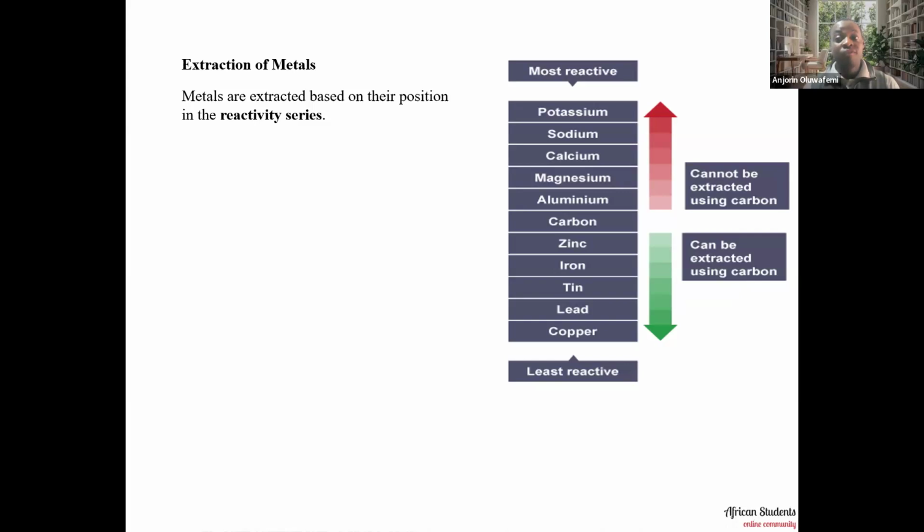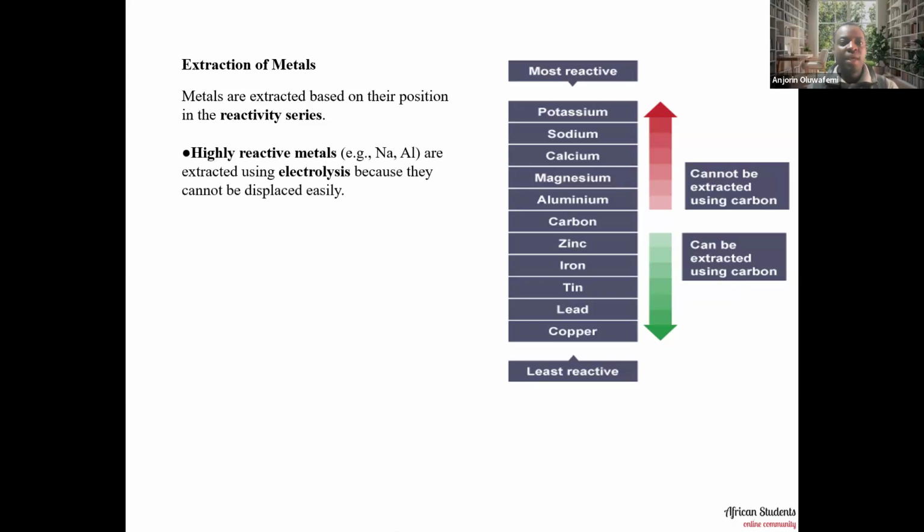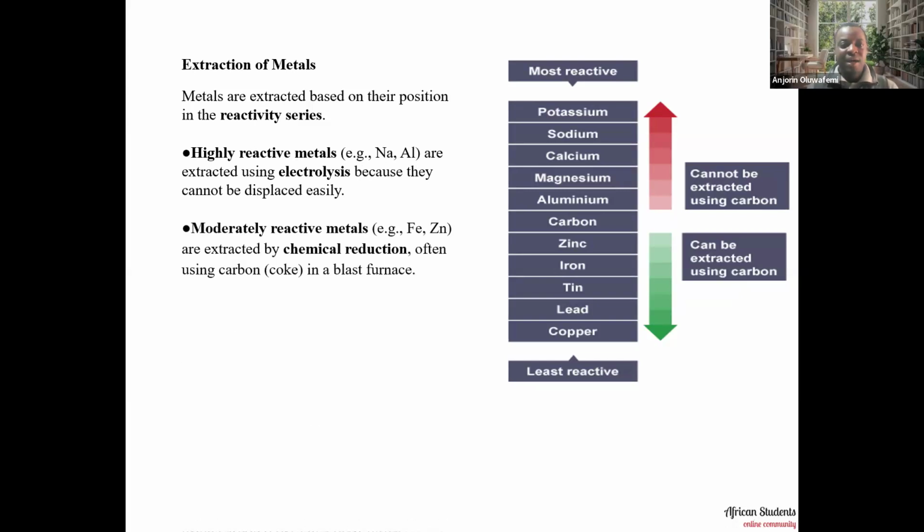This will also inform the choice of electrode that we use in the extraction process. Highly reactive metals, e.g. sodium, aluminum, are extracted using electrolysis because they cannot be displaced easily. Moderately reactive metals like iron, zinc are extracted by chemical reduction, often using carbon, which is coke, in a blast furnace. Least reactive metals, e.g. gold, occur naturally and do not require chemical extraction.